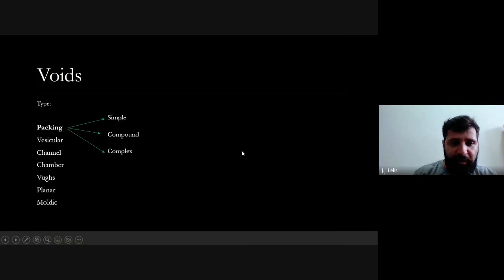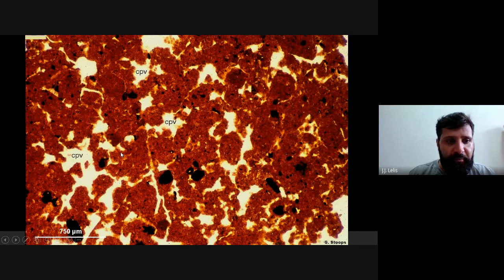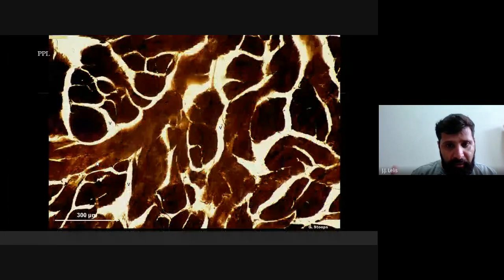We can also see the compound voids. Oh, here is another example of simple, sorry. Here we can see the compound voids. These compound voids are voids that are formed between aggregates, between peds. So here I can see some space between some peds, some aggregates. So in this case, these voids are compound packing voids because they are formed by the packing of peds or aggregates. It's another example.